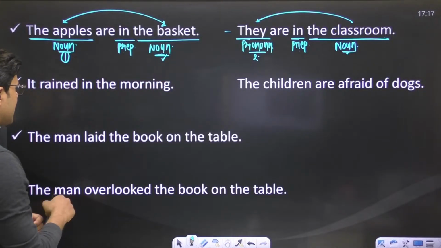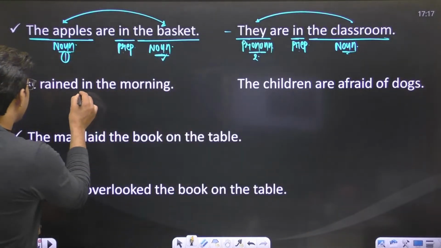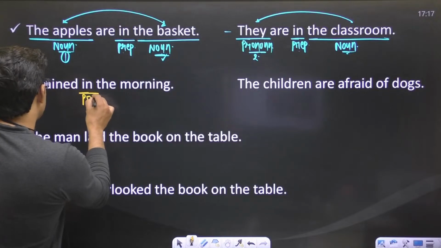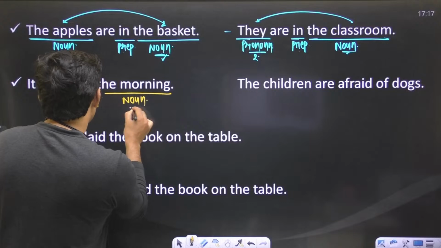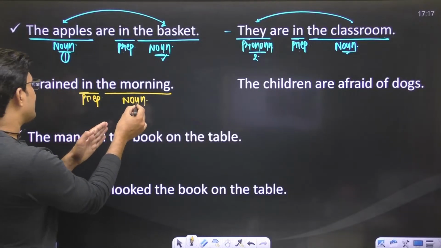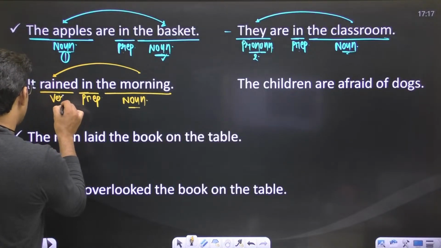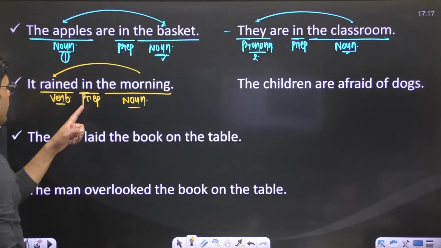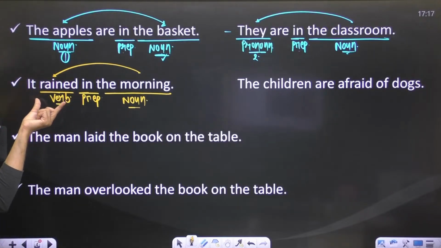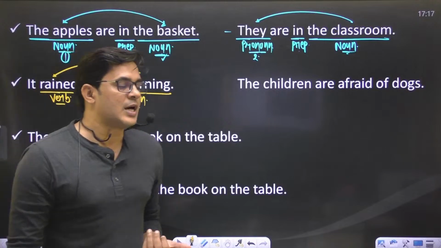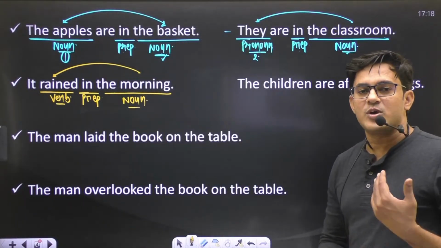And in the third sentence, as we know, the word "in" is a preposition, used before a noun. The word morning is a noun, and it shows the relation of this noun with what? Rained. This word rained is a verb, and now the preposition shows the relation of this noun with the other word of the sentence, which is a verb, right? So as per the definition, this works.